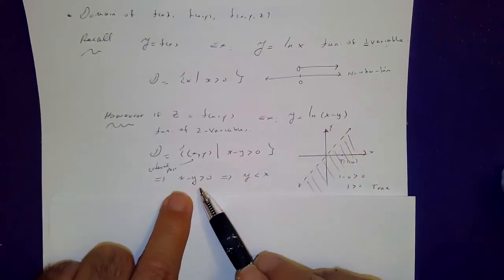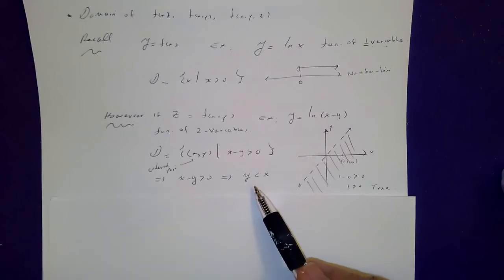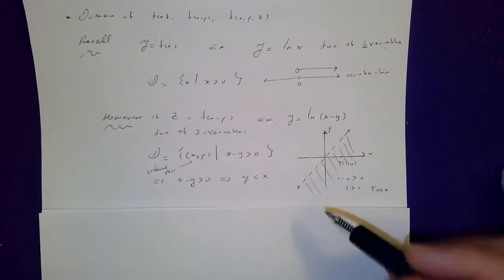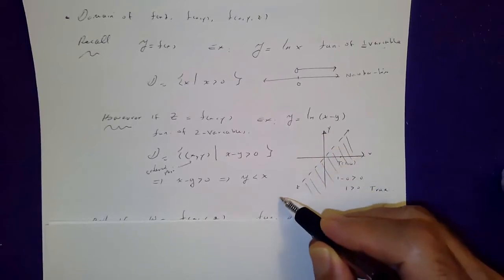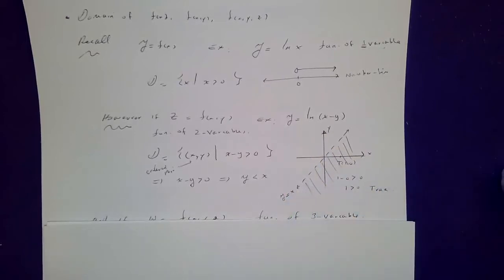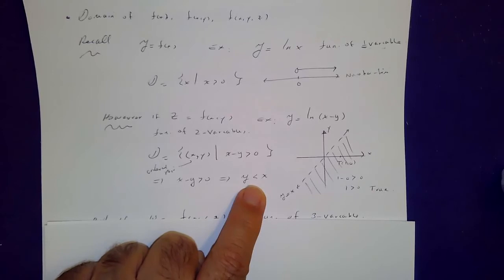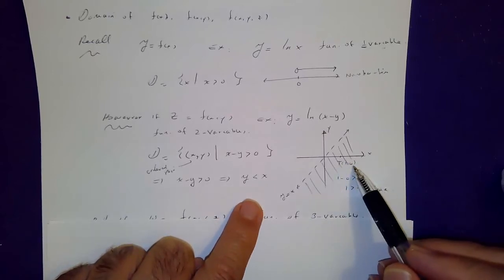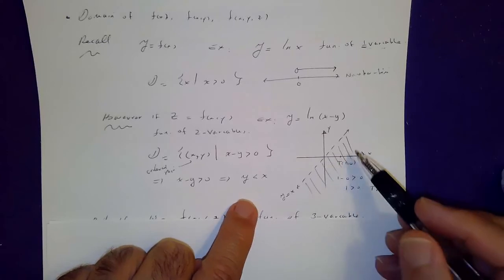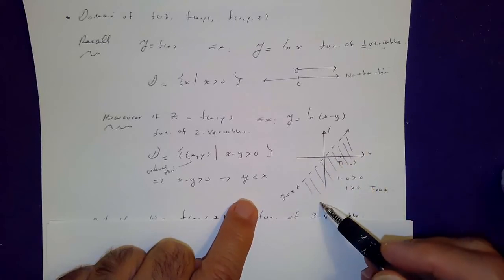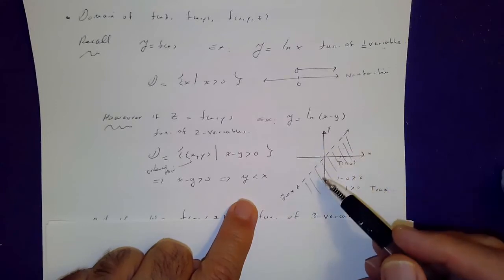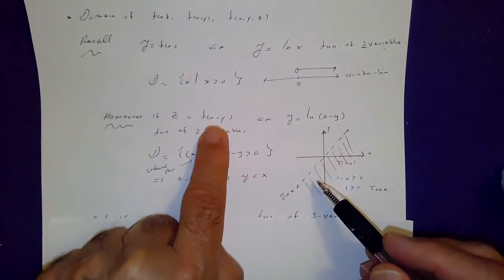When you say x minus y is greater than 0, that implies y is less than x. So you draw this line, which is y equals x. Remember, you cannot be on the line, there is no equal sign. And if you choose a test point like (1, 0), it comes up true, so therefore you have to shade.